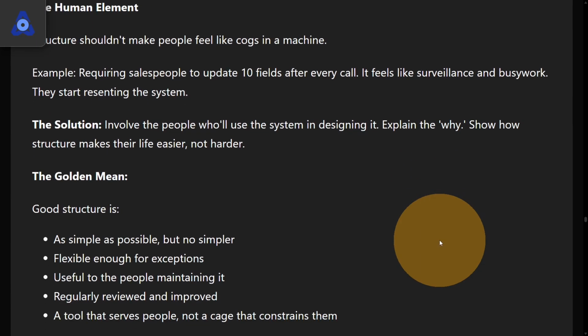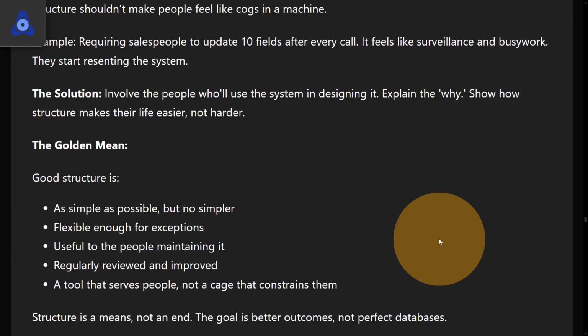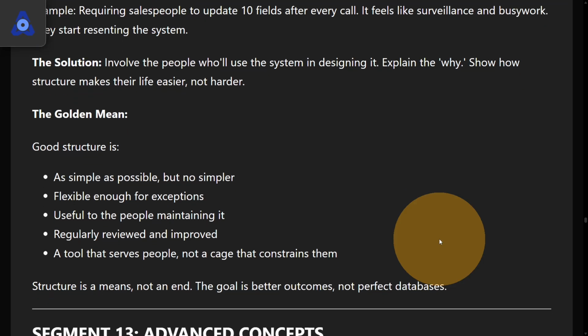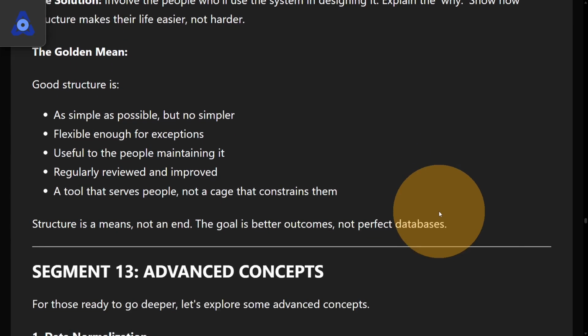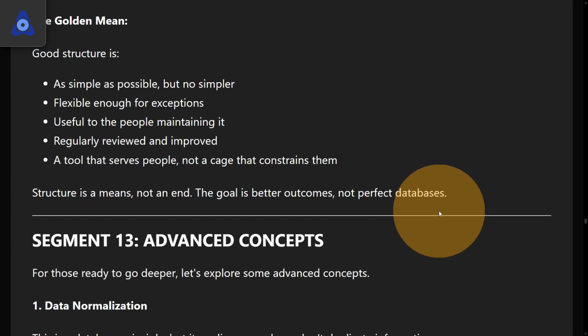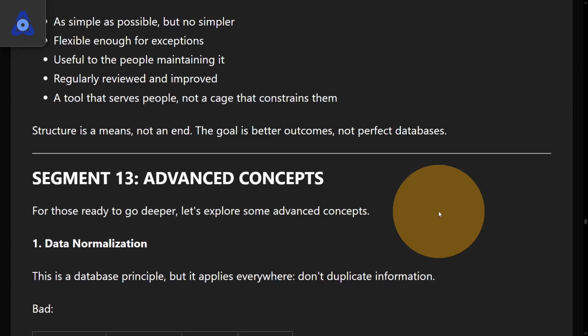The golden mean. Good structure is as simple as possible, but no simpler. Flexible enough for exceptions. Useful to the people maintaining it. Regularly reviewed and improved. A tool that serves people, not a cage that constrains them. Structure is a means, not an end. The goal is better outcomes, not perfect databases.